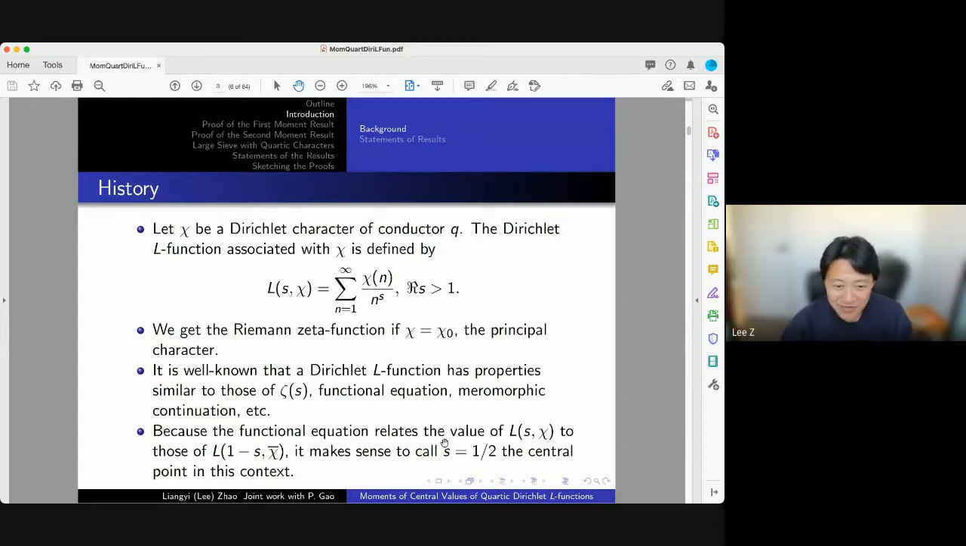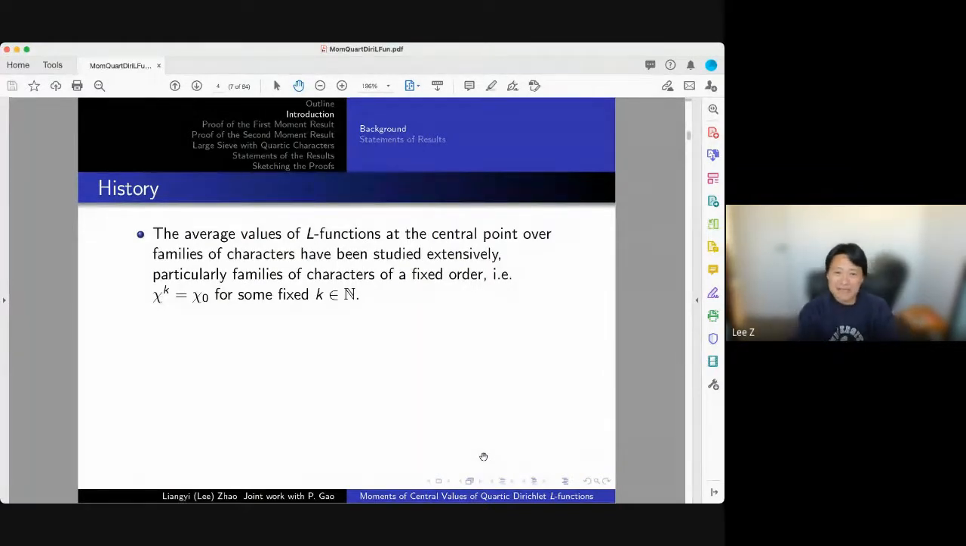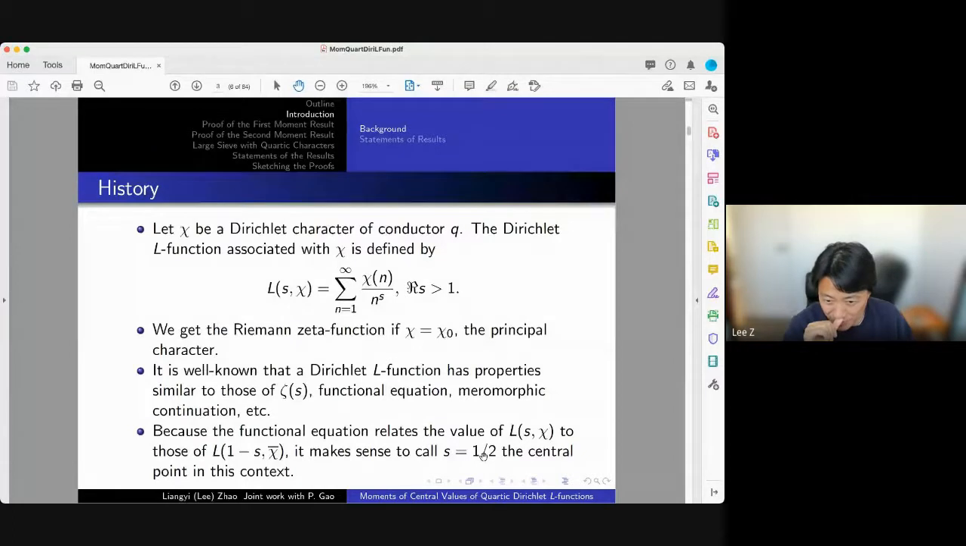Because of this functional equation, the function value at s is related to the function value at 1 - s. It makes sense to call s = 1/2 the central point in this setting. It turns out the values of an L-function at this central point have a lot of arithmetic information, depending on what kind of L-function you're looking at. All right, okay, so before I move on, perhaps one more comment here.